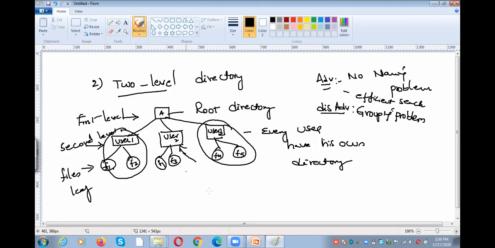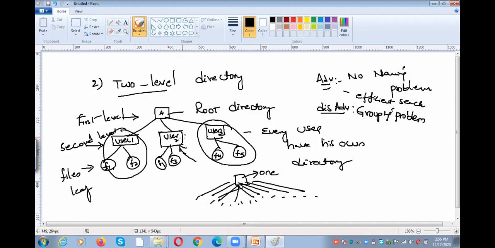But in the case of single level directory, under the one directory all the files are available and all user files are available in only one directory. So whenever I want to search for a particular user's file, I need to check each and every file whether it is the required file or not. I need to search every file. But in the case of two level directory, whenever the user wants to search for a file, directly the particular user goes to that particular location and searches.